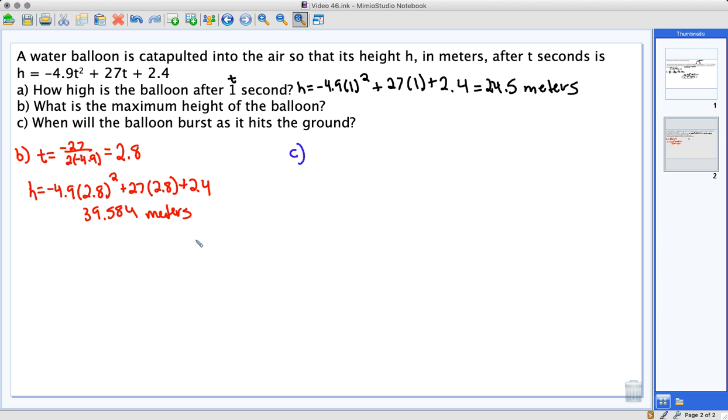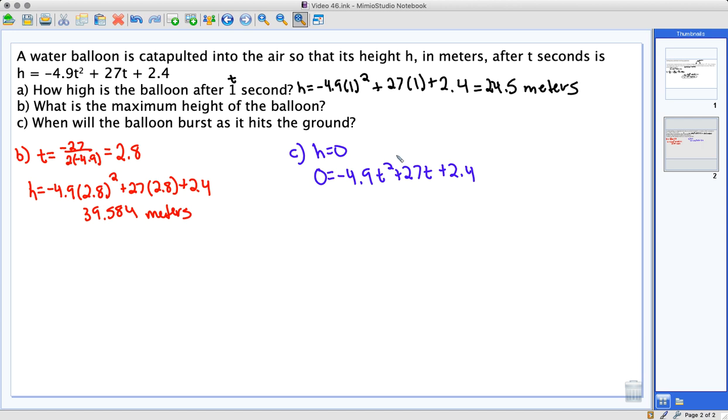Then part C says, when will the balloon burst as it hits the ground? Whenever a question asks you how long it takes to hit the ground, your height on the ground is 0. So h is 0. So we're going to take our equation and set it equal to 0, and then we're going to solve that.